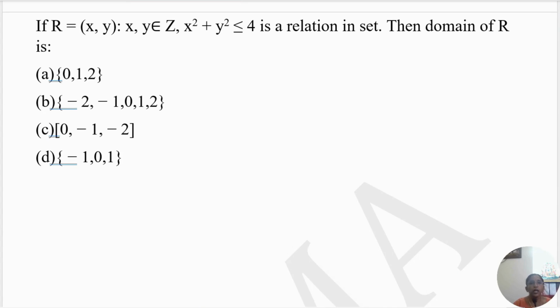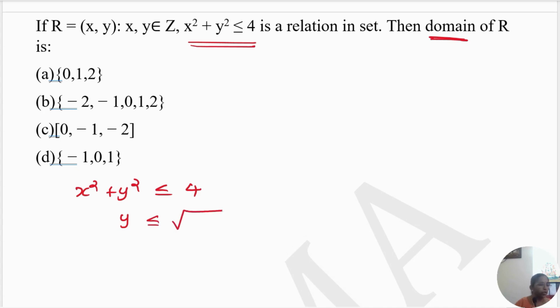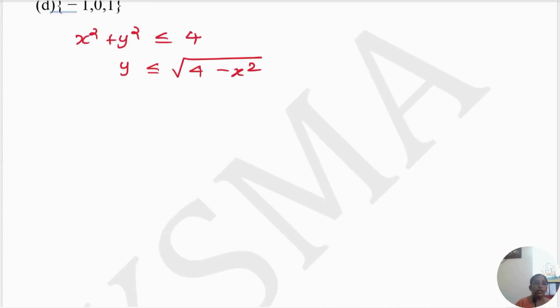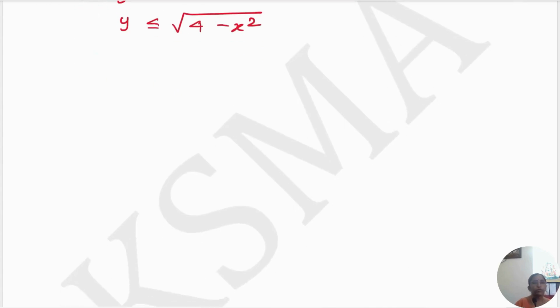In this question, R is equal to x, y where x and y belong to Z, and the relation given is x square plus y square is less than or equal to 4. So we are asked to find the domain. Here we are given the relation x square plus y square is less than or equal to 4. So find y: y is less than or equal to root of 4 minus x square. To find the domain, this value should be greater than or equal to 0.